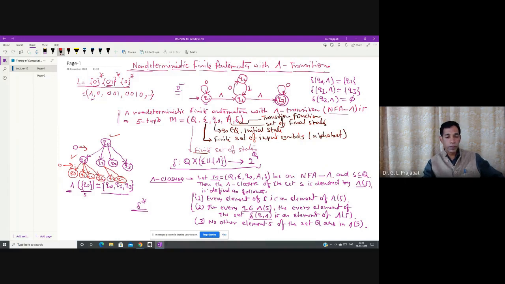Similarly, whenever you are at q2 and you have the input 0, since there is no transition for the 0 from q2, this means it goes to the empty state. Whenever your machine is at q3 and your input is 0, your machine stays at q3. So this is the way, on reading the input 0, 0, this is the non-deterministic computation.